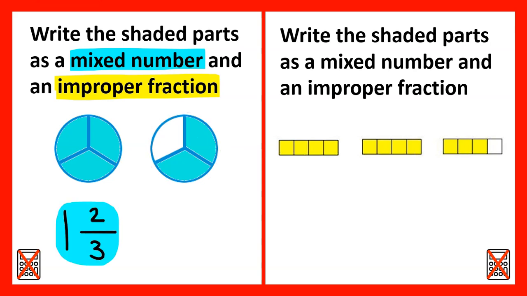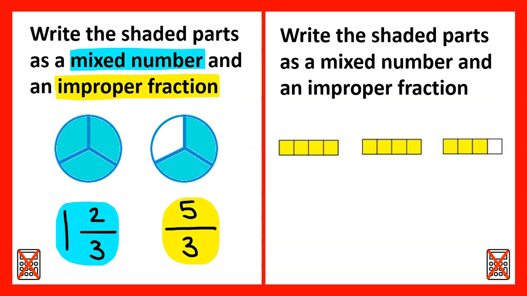An improper fraction is when the numerator is larger than the denominator and a whole number is not included at the beginning. So each of the shapes have been split into 3 equal parts, and in total we have 1, 2, 3, 4, 5 of those shaded. So the improper fraction would be 5 over 3.